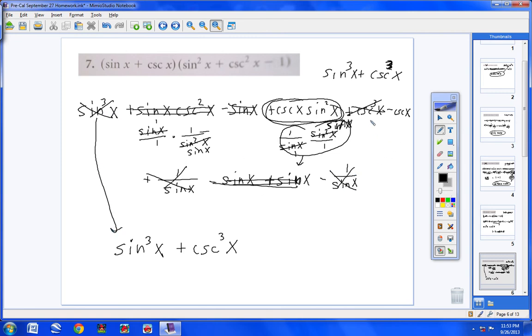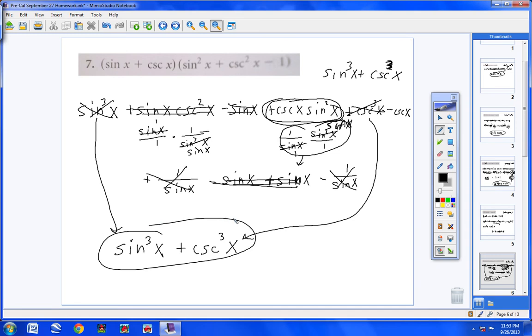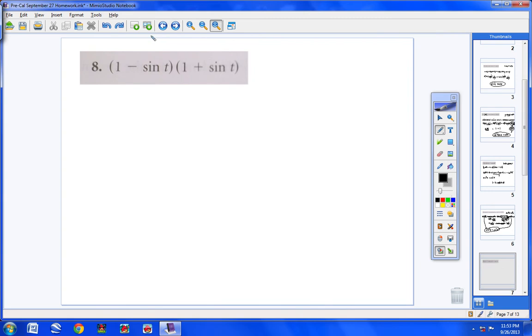You brought down your cosecant x cubed, or cosecant cubed x, however you want to say it. And everything else canceled out. So we did it. Our answer matched the answer we were supposed to have. So that's a pretty tough problem. It was good for you.